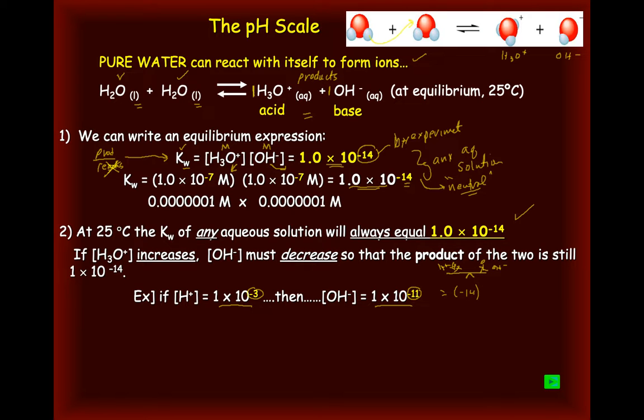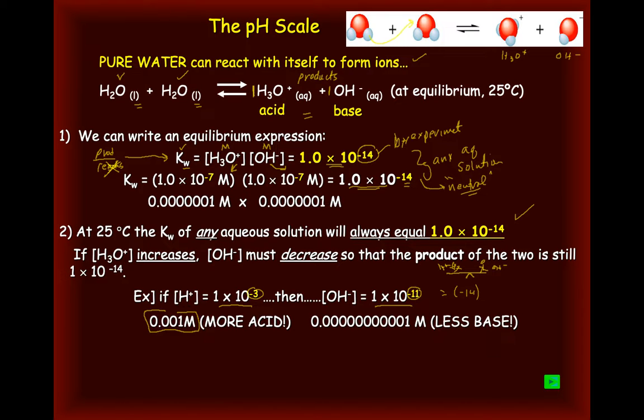Now again, if you look at this, you'll see that when you have 10 to the minus 3, you have much more acid than base, which is at 1 times 10 to the minus 11. So if you were looking at your seesaw, it wouldn't be level like that. It would be tilted like this. You would have much higher acid and much lower base if they were on a seesaw together. And that's the way it would look.